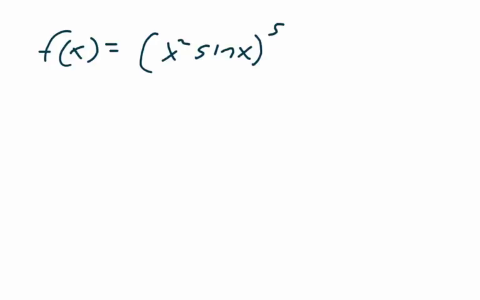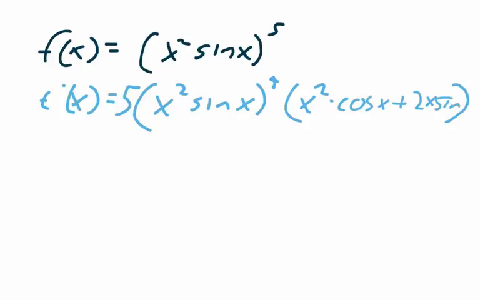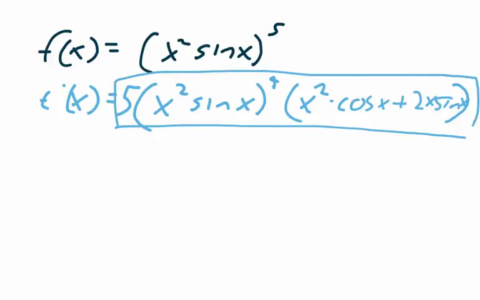Alright, so let's take the derivative of this where we have to do more than one rule. F prime of x is equal to 5 sine of x squared to the 4th, times the derivative of the inside, but the derivative of the inside turns out to be a product rule. So x squared stays the same, times the derivative of sine x, which is cosine x, plus the derivative of x squared, which is 2x, and sine of x stays the same. There's not much we can do in this problem to simplify, so this would be my answer.